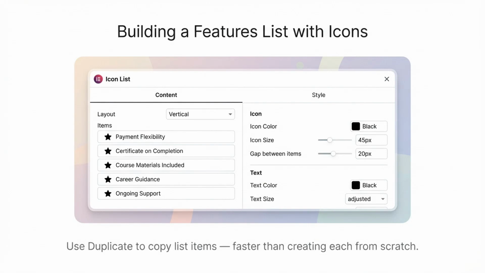To build a features list, like a Why Choose Us checklist, use the Icon List widget. You can set a star icon, a check mark, or any icon from the library. Add your list items one by one, or duplicate existing ones to save time. In the Style tab, set the icon color and size, adjust the gap between items, and make the text black for clean readability. 5 items is a good number, things like certificate, payment options, career guidance, and support.